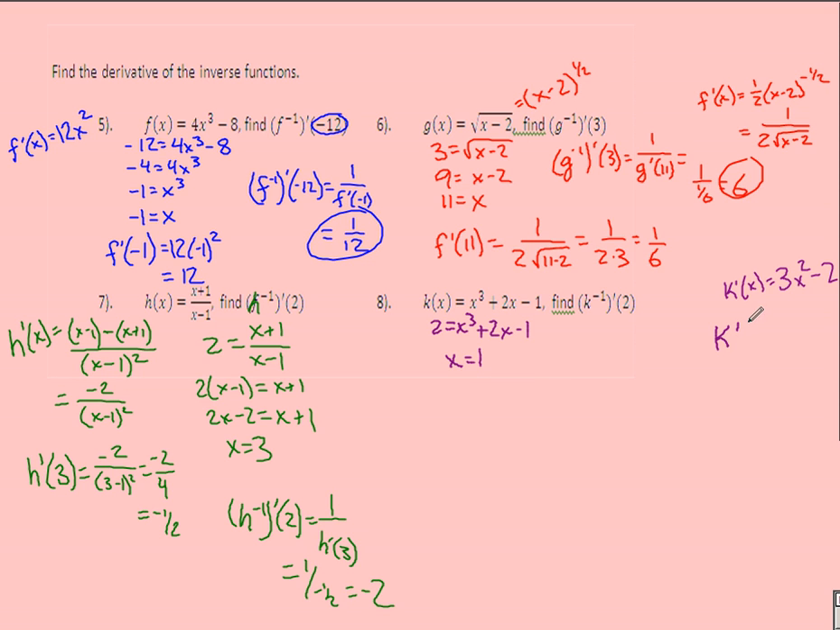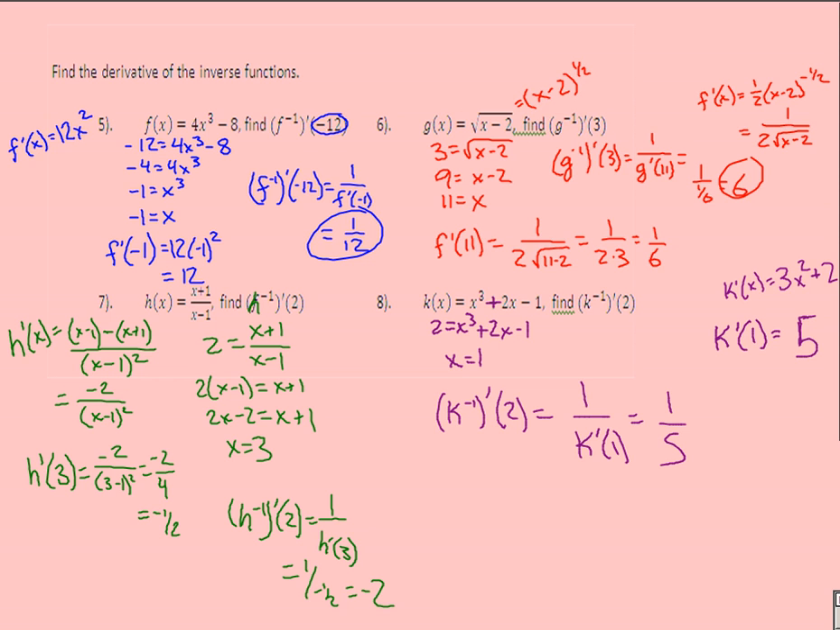So that means I want to check what's k prime of 1. K prime of 1 is 3 times 1 minus 2. So k prime of 1 should just be 1. Alright, I forgot this was plus here, so I should have made this 3x squared plus 2, which means when I plugged in 1, I should get 5 as my derivative. So that means when I do my k inverse prime of 2, same as 1 over k prime of 1, so 1 over 5 should be my official answer here for number 8.